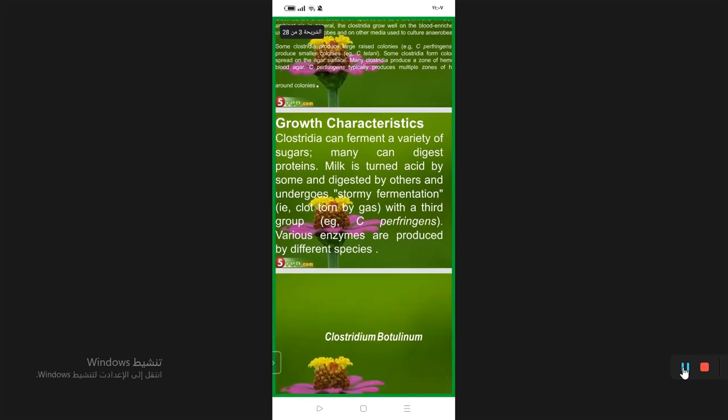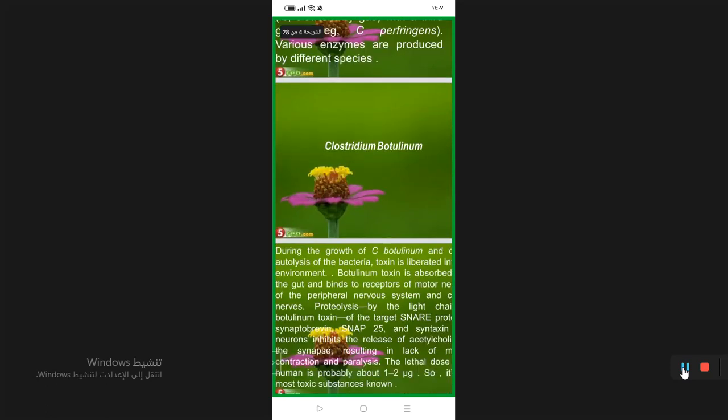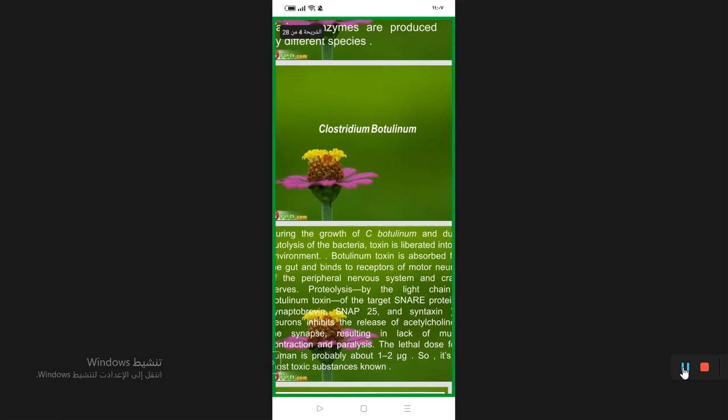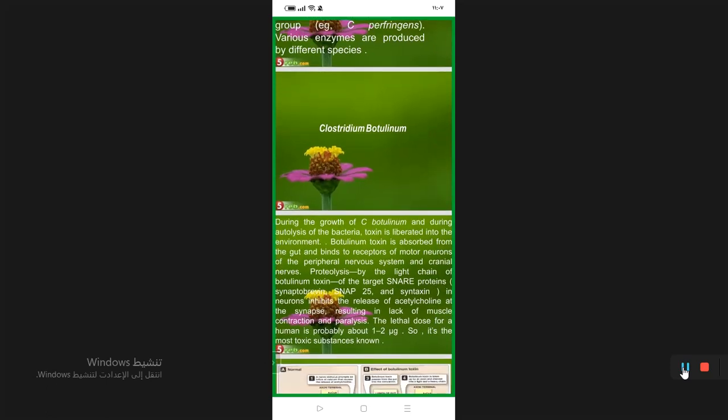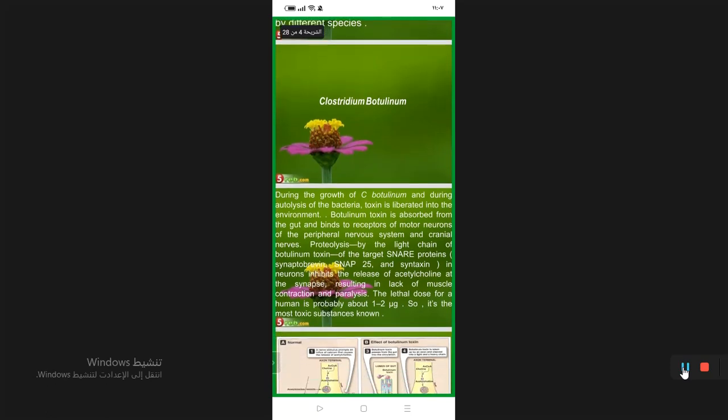Now we study Clostridium botulinum, a leading cause of botulism. During the growth of this bacteria or autolysis of this bacteria, toxin is liberated into the environment. Botulinum toxin is absorbed from the gut. مثل ما معروف انه راح ينتج في داخل الغذاء، لذلك راح يصير له absorption in the gut and bind to receptors of motor neurons of the peripheral nervous system and the cranial nerves.